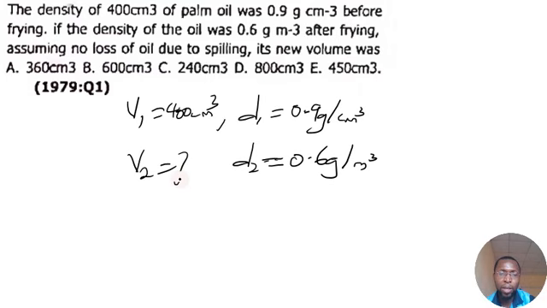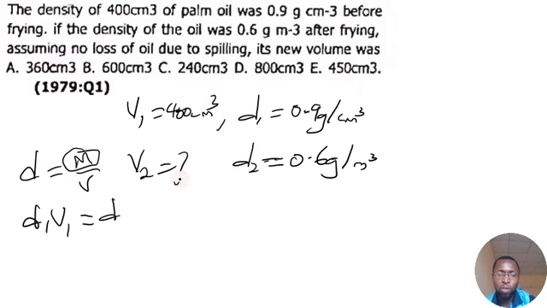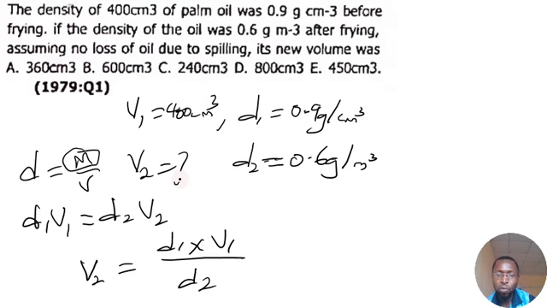Remember that the density formula is mass over volume. So we are assuming that the mass remains the same. That means it's going to be D1 V1 is equal to D2 V2. So we have to look for V2. So V2, as the subject of the formula, will be equal to D1 times V1 over D2, right?